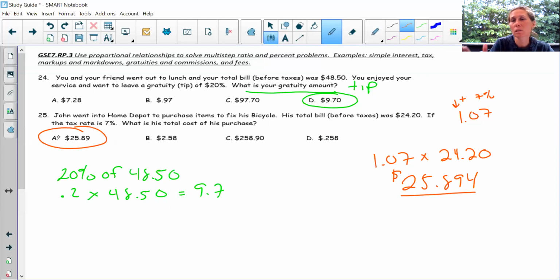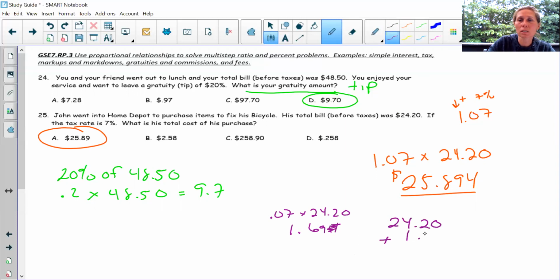$25.89. The 4 tells us 89 to stay is 89. Now, you could have just said 24, taken 7%, 0.07 times 24.20 and gotten $1.69. Actually, it has 4 at the end, but we're not going to worry about the 4. And then said 24.20 plus $1.69 gives me $25.89. You're going to get the same answer anyway.